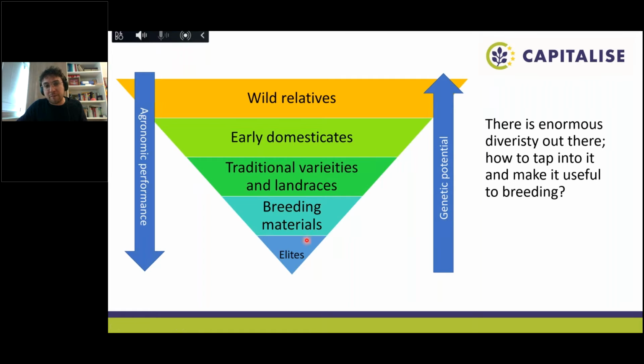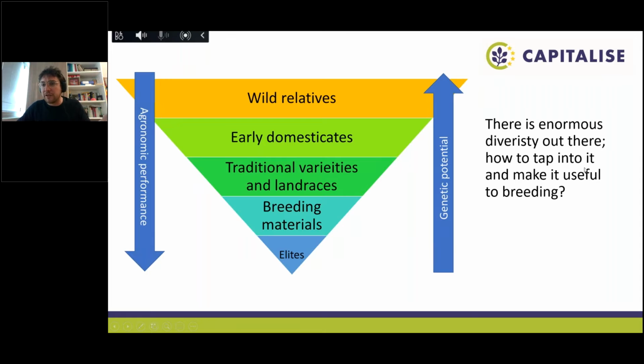So what this pyramid represents is the narrowing down of this diversity, which asks us as geneticists to try and go back to materials which are in previous steps of this ladder and try to rescue some of this diversity and use this diversity to accelerate the crop improvement process. And this is something that we are doing in CAPITALISE, and you will hear about it, especially when speaking about barley with the collaborators from the Volcanic Center.